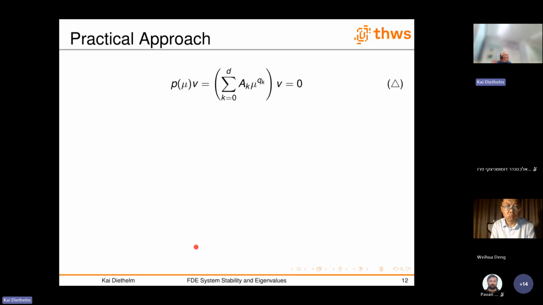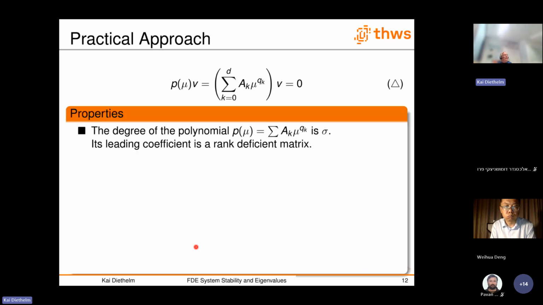Good. How do we do that in practice? Here's once again our polynomial eigenvalue problem. We can collect some of the properties of this polynomial. So first of all, we can see that the degree of the polynomial is sigma. It's the least common multiple of the denominators of our fractions. Yeah, the smallest common denominator.